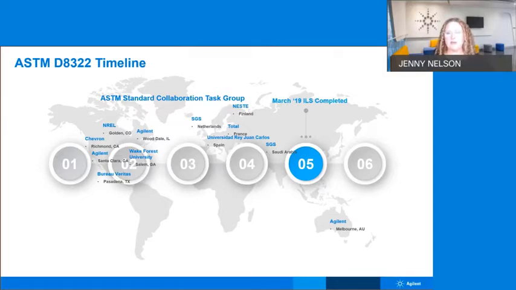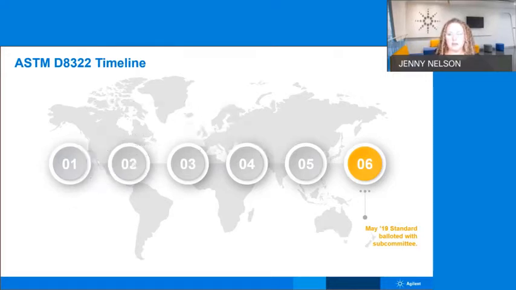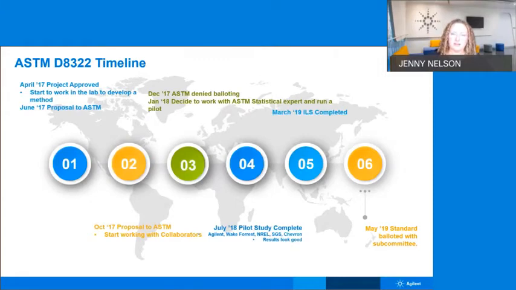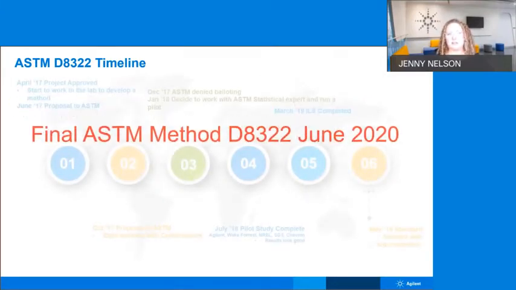And I was very happy when all the labs had turned in their data and we had really good results. So the next step was that all the data was compiled by the ASTM statistician. And in May 2019, we had a standard ballot with the subcommittee. And then we had our final method, our ASTM method, D8322, finally finalized in June 2020.